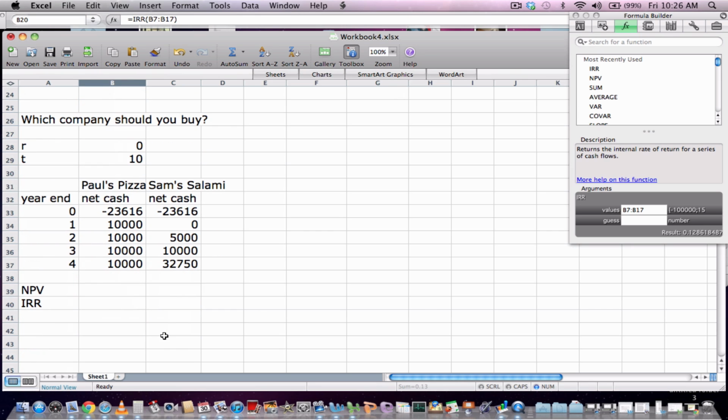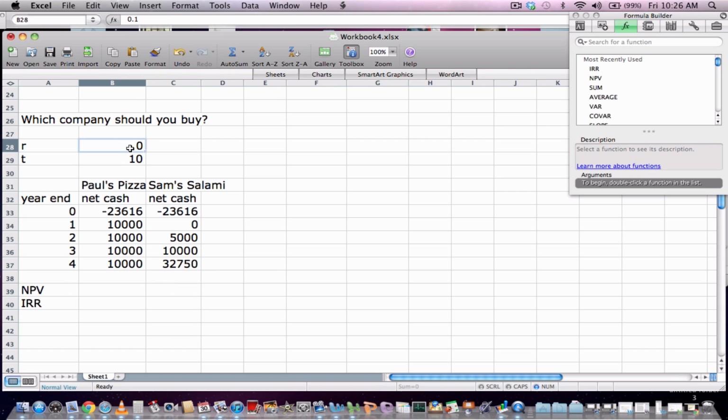Now, here are some circumstances where internal rate of return can return some misleading results. So what I want you to do is, we'll assume our discount rate is 0.1, and look at these two businesses, Paul's Pizza and Sam's Salami, and just for a second, think which business you would prefer to own.